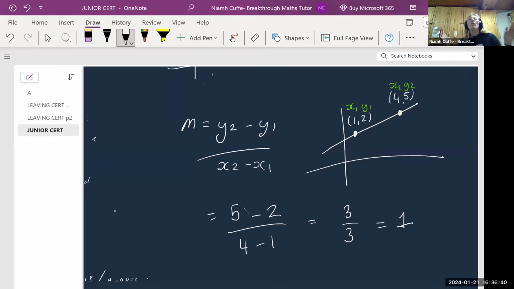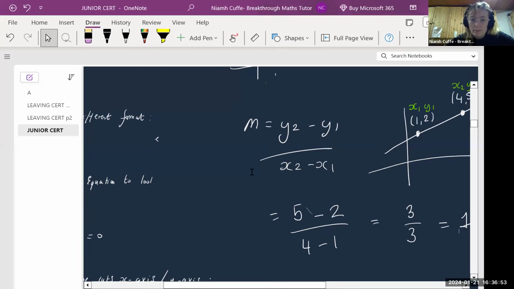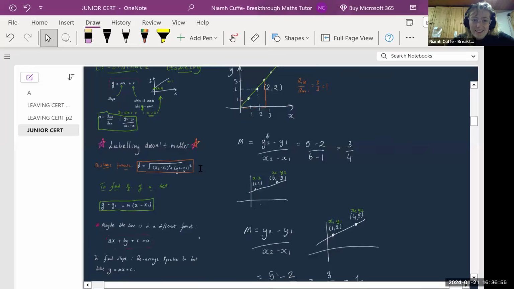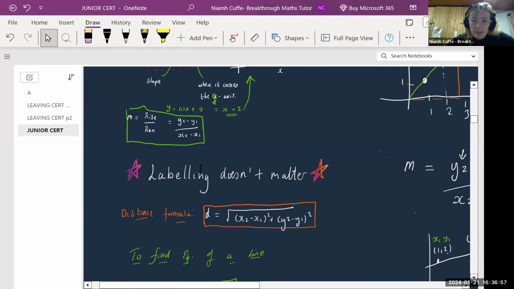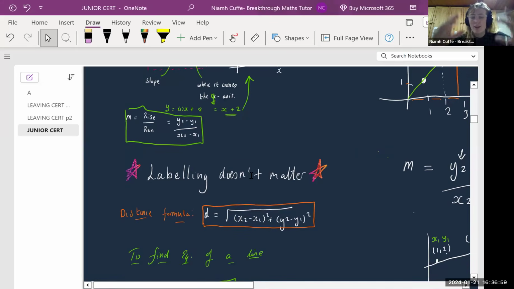Okay, guys, this slope always works. If you're given the points, if you call one of the points x1, y1, you call another one of the points x2, y2, half the battle, you're done. You just sub it in. There's another formula that works in the same way as this in coordinate geometry, and it's this one here. Okay, labeling doesn't matter. Put that in the big writing, because it really doesn't matter. Label it any way you want to.